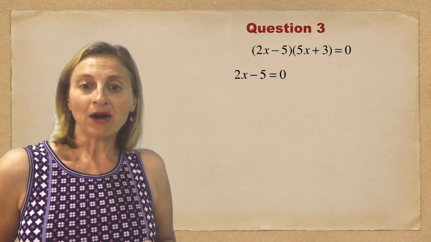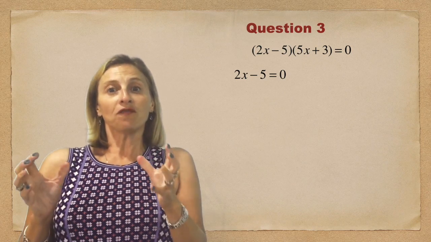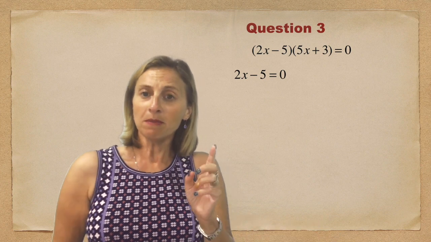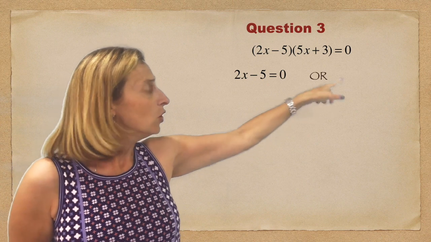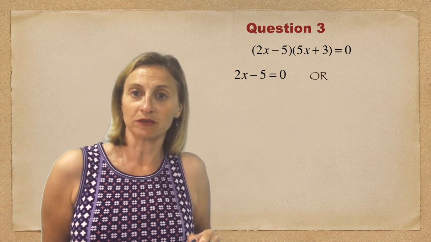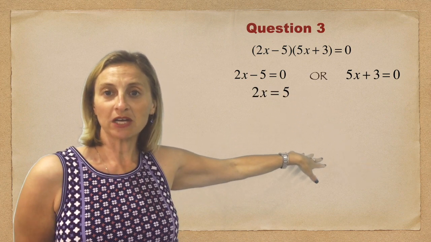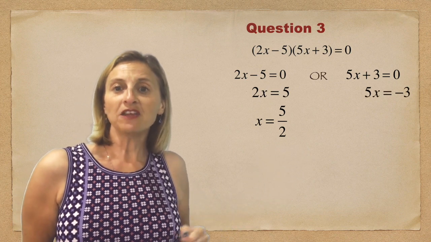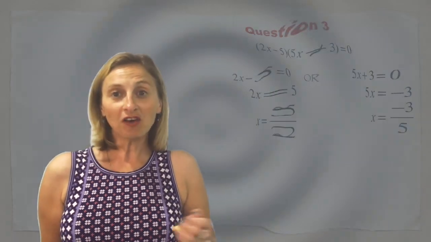2x minus 5, bracket, 5x plus 3 can equal 0. Now, do you remember what to do when they had the brackets? Hopefully, you've got 0 times something can equal 0, or something times 0 can equal 0. Remember that one of the brackets has to equal 0. So I have 2x minus 5 can equal 0, or 5x plus 3 can equal 0. And then I solve each one separately. 2x can equal 5, and then divide both sides by 2, x can equal 5 over 2, or 5x equals minus 3, and then divide both sides by 5, so x equals minus 3 over 5. How are you finding them so far? So far, so good?